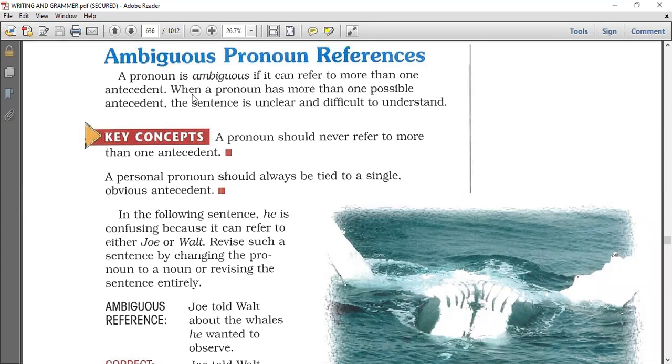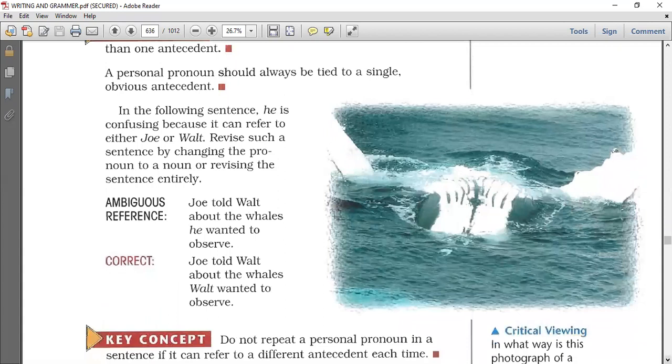We'll have examples soon. When a pronoun has more than one possible antecedent, the sentence is unclear and difficult to understand. A pronoun should never refer to more than one antecedent. A personal pronoun should always be tied to a single obvious antecedent. In the following sentence, the pronoun he is confusing because it can refer to either Joe or Walt. Revise such a sentence by changing the pronoun to a noun or revising the sentence entirely. You can revise it, rephrase it, or reword it.